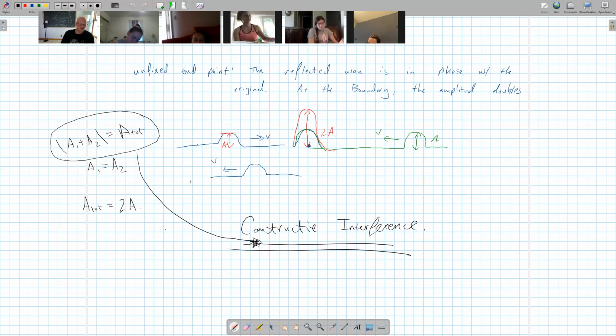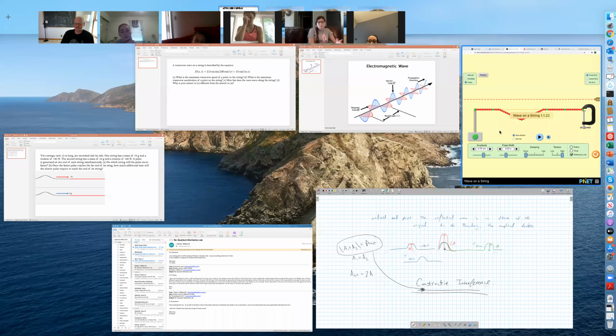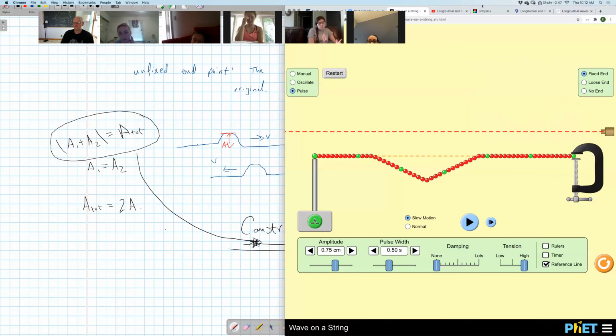This constructive and destructive interference can create interesting things, and one interesting thing it can create is what's known as a standing wave. So I'm going to mention standing waves. We'll pick this up on Monday and talk about the description of standing waves. But let's create a standing wave and let's talk about what actually happens.